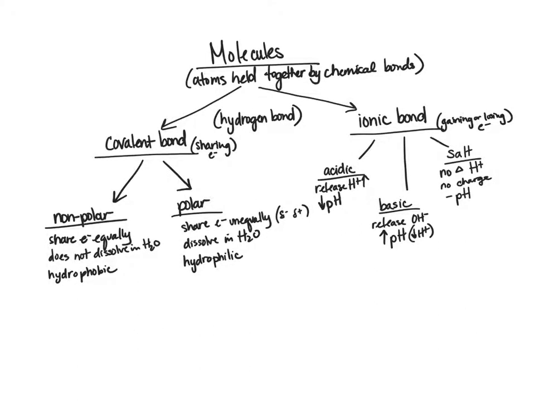All right. So that kind of summarizes some of the bonds, covalent, ionic, nonpolar, polar, acidic, basic, salts. And again, you do need to know all of these different things that we've talked about, and even the more specifics that we didn't just go over with the atoms and protons and neutrons and electrons and isotopes and all of those types of things as well.